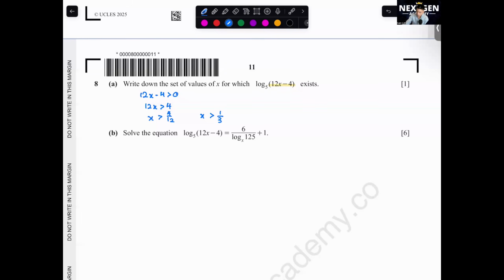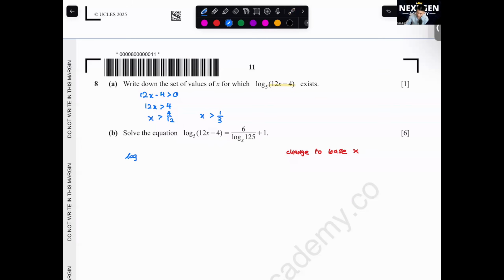Solve the equation log base 5 of (12x minus 4) equals log base x of 6 over log base x of 125, plus 1. Normally when you see two different bases, we change to the same base first. So I will change to base x first. We will start from here. We change it to base x.